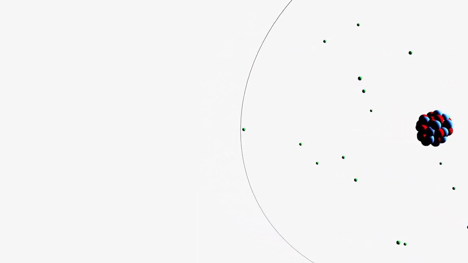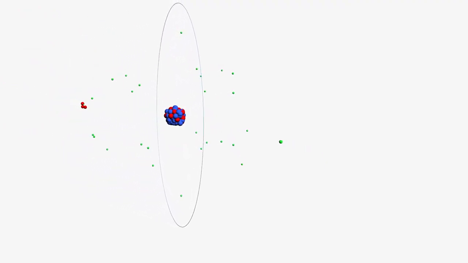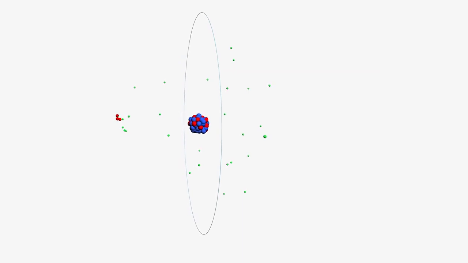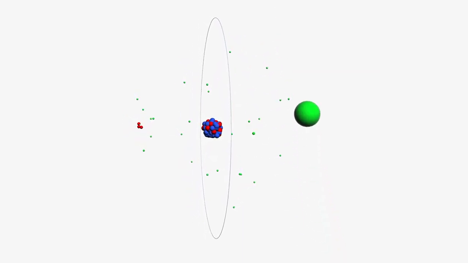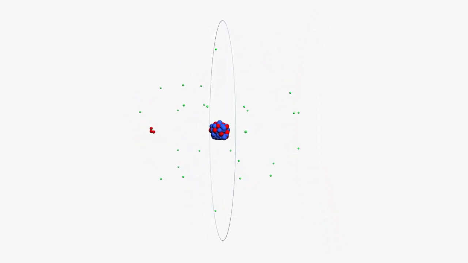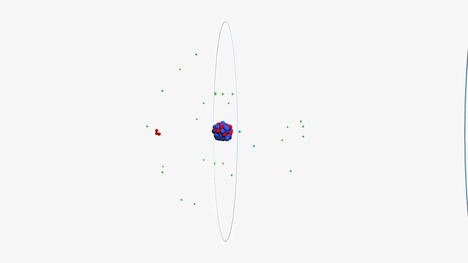It has 35 neutrons and 29 protons and electrons. As atom A is positive, it will attract the valence electron of atom B. Atom B now has a net positive charge because it has lost an electron, and it will take another electron from another nearby atom. Let's now unzoom.